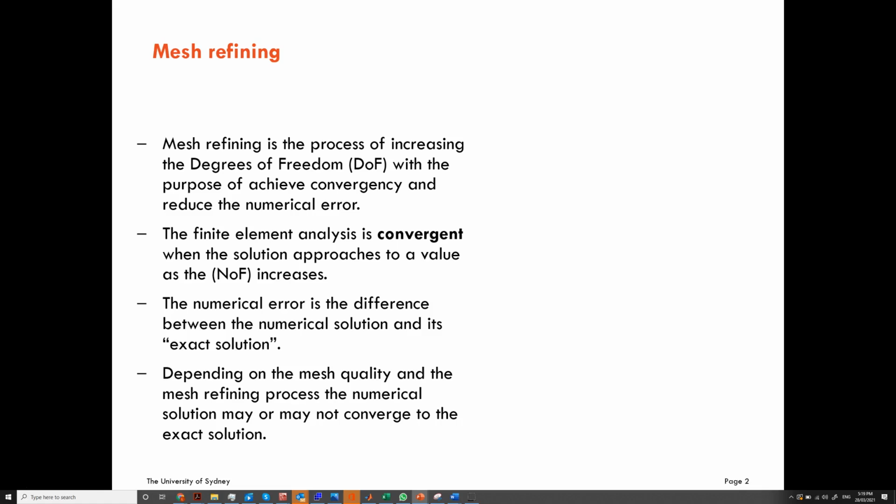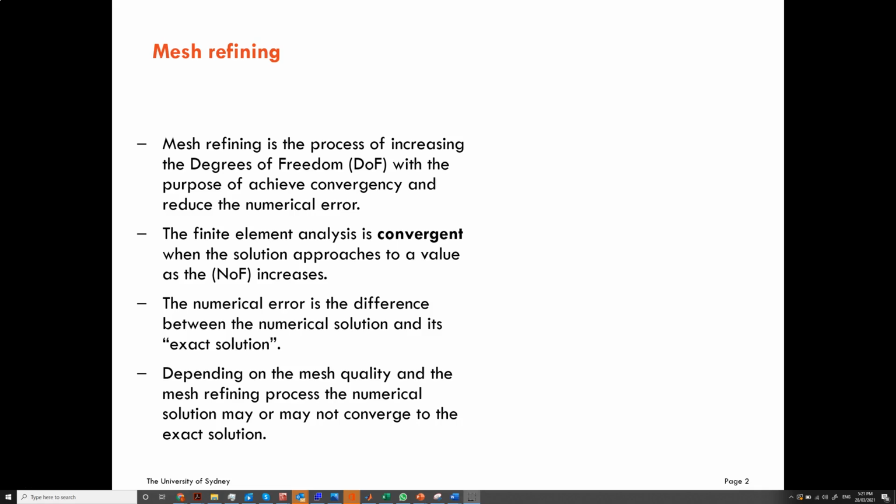Depending on the mesh quality and the mesh refining process, the numerical solutions may or may not converge to the exact solutions. Hence, the importance of having a good quality mesh at the beginning with the proper boundary conditions, the proper constraints, and then doing a proper refining process.